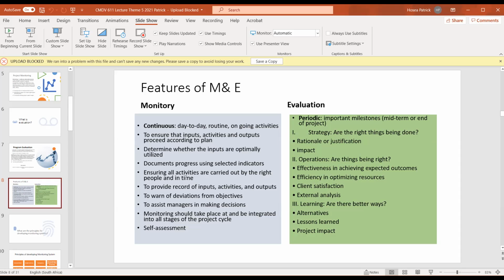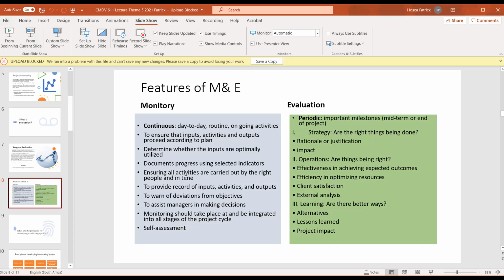And then when we talk about evaluation, we said it is periodic, it is strategic. In that space, you ask yourself, are the right things being done? Remember, I talked about the depth. You are looking at the depth of your project itself, right? You look at the rationale and justification, you look at the impact of the project. What is the impact of the project? That's where you talk about the value of that project. Is that project really achieving its aim, right? Within the particular environment in which that project is. So first, you look at the strategy in evaluation, that is the rationale and the impact.